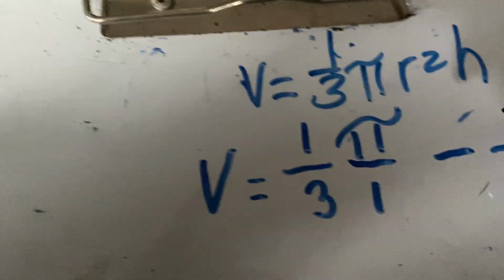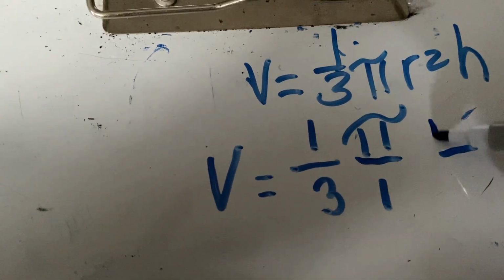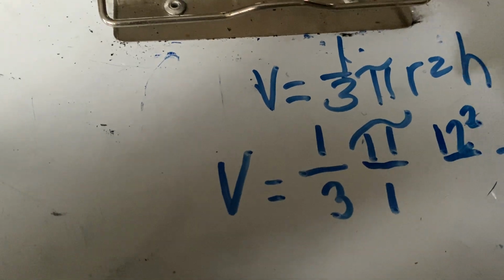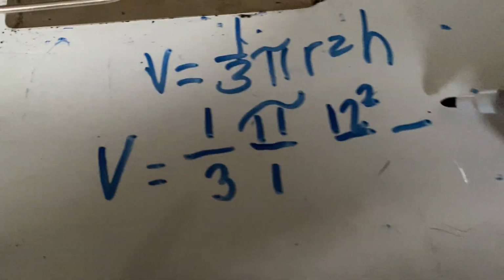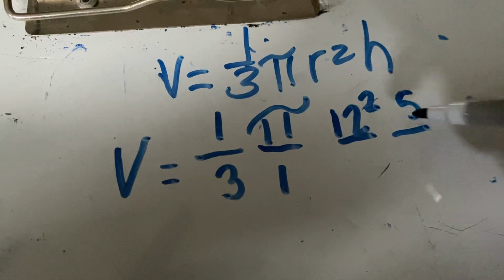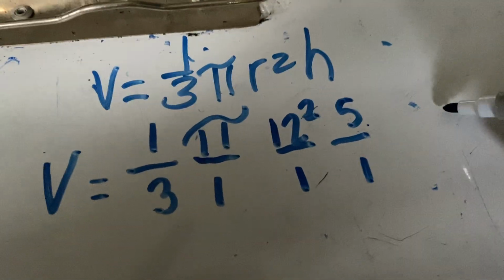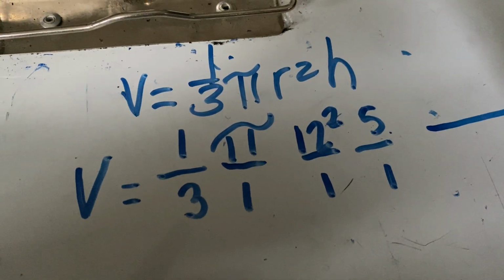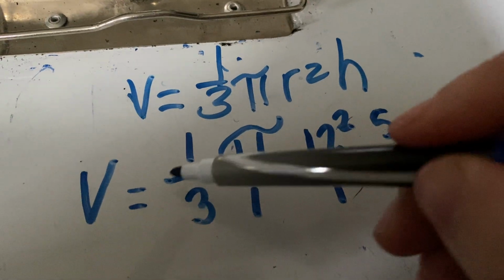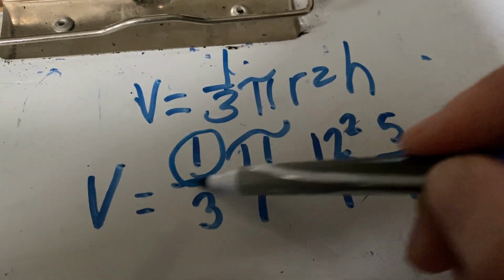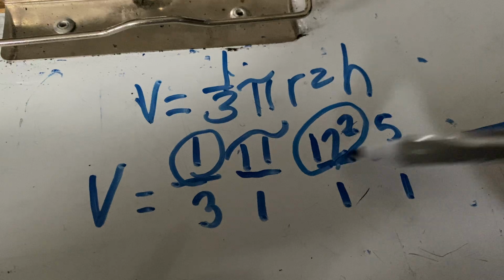Okay, 12 that I have here. R, I look for my formula, 12 squared, and the height is 5. Okay, and this is over 1. So we're going to take our time, and now we are going to do the math. You can also circle what is due. You can circle the 1, the 12 squared, and 5.